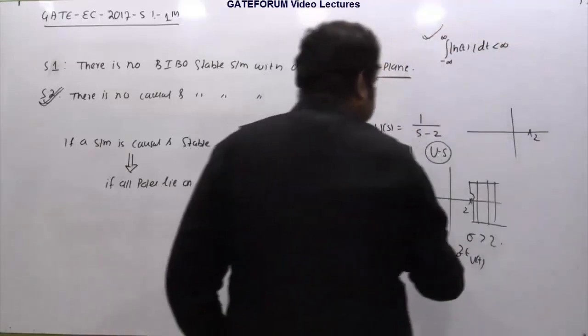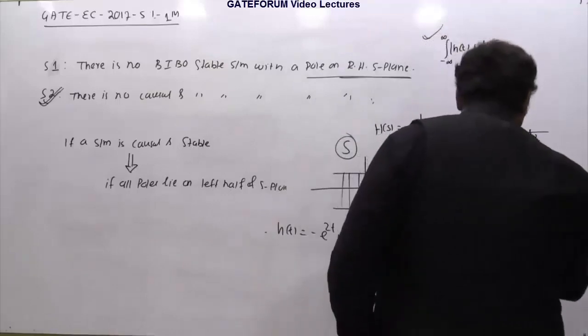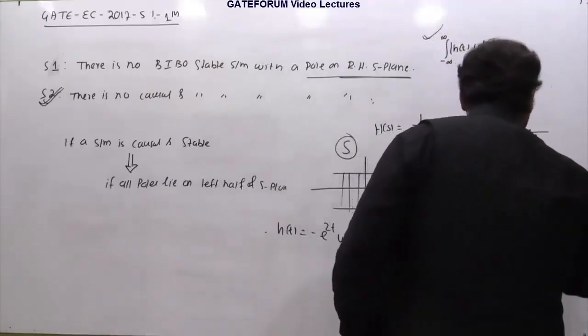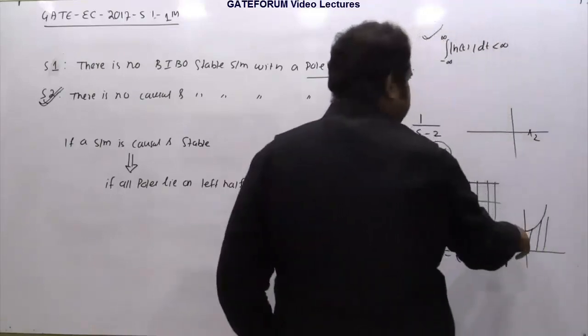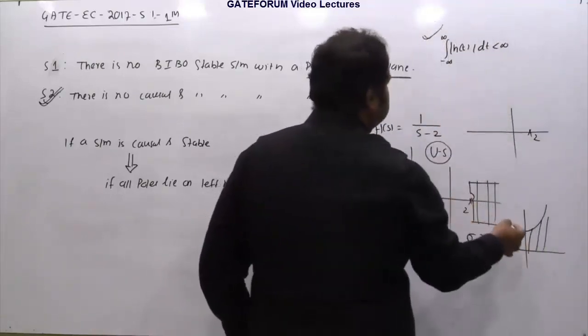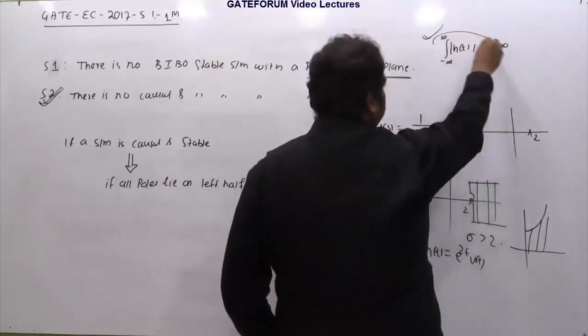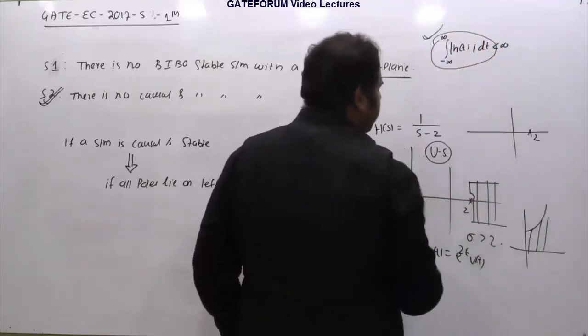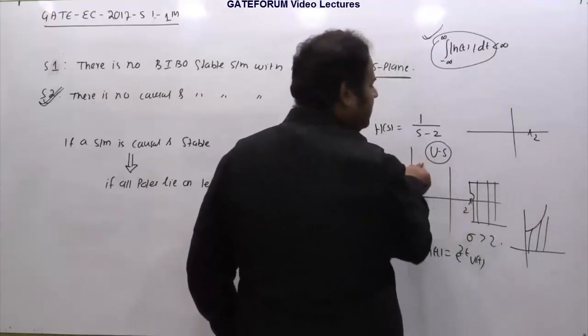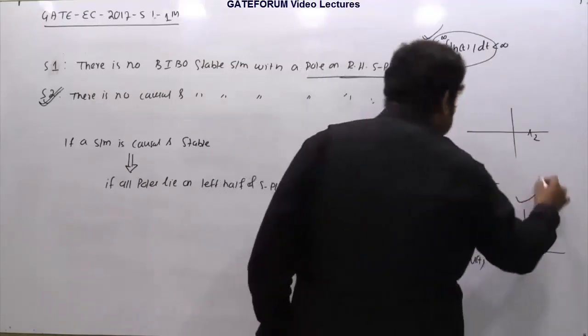Now if I ask you to plot e raised to power 2t u of t, how will this look? It will look like this. It's a growing exponential. And if I ask whether this condition is satisfied or not, obviously not, because we are expecting it should be integrable, or the total area should be finite, but it's an unbounded graph whose total area is infinite. So obviously whatever prediction we made, it's an unstable system, it is still an unstable system.